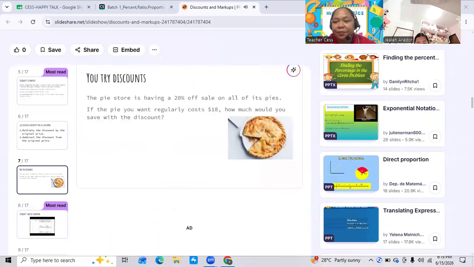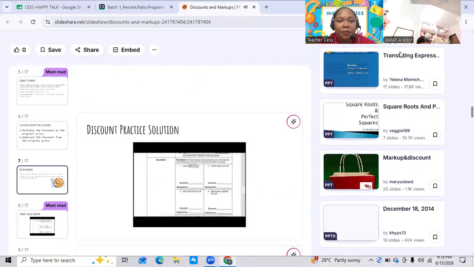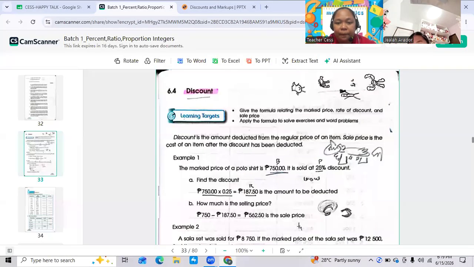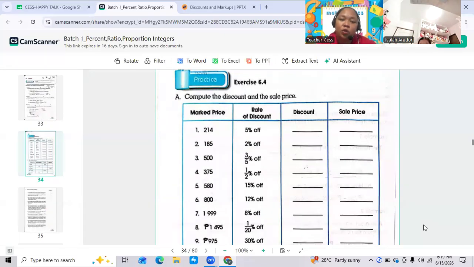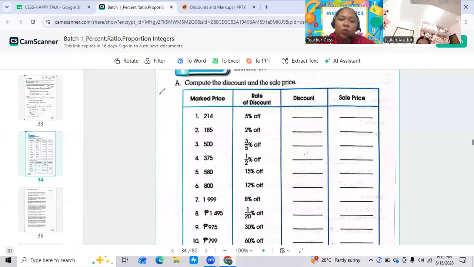Next example, we have here in your book. Let's see. For example, the marked price or the original price is 2.14. And the discount rate is 5% off. For example, the store gave you 5% off and the original price is 2.14. So what do you think will be the discount? What are you going to do in this example?